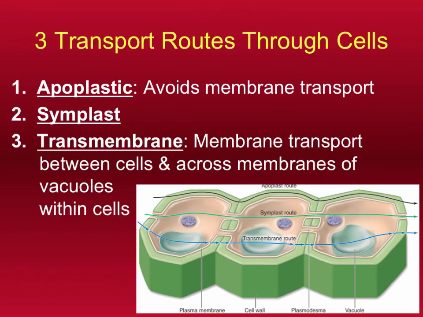And the third route of transport is called transmembrane transport, and this one's going to go through several more membranes on its way to get into the xylem. So now we have not only plasma membrane 1, we have vacuole membrane 1, vacuole membrane 2, plasma membrane 2 and 3, vacuole membrane 3 and 4, plasma membrane 4 and 5, vacuole membrane 5 and 6, and then plasma membrane 6. So we're actually going through 12 different membranes. 1, 2, 3, 4, 5, 6, 7, 8, 9, 10, 11, and there's number 12 right there.